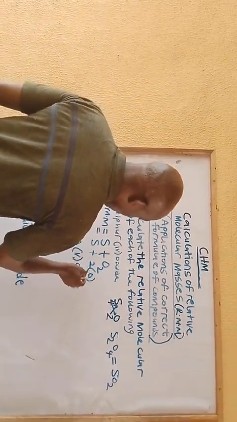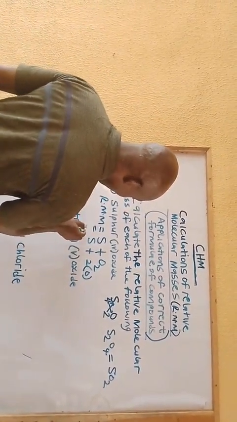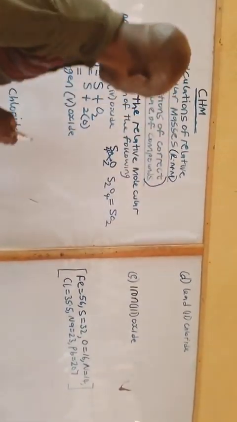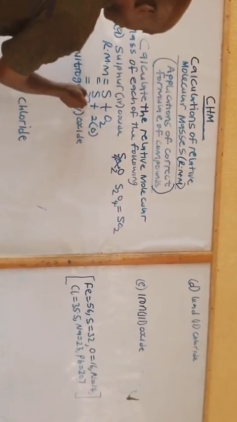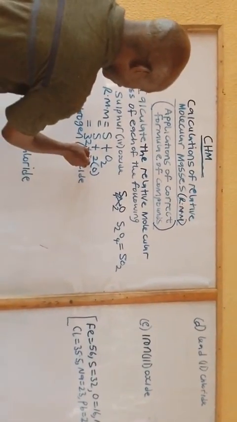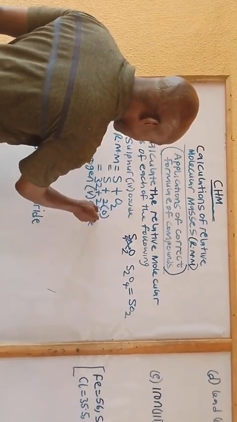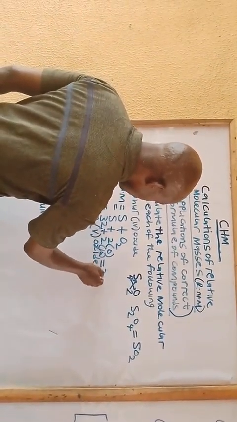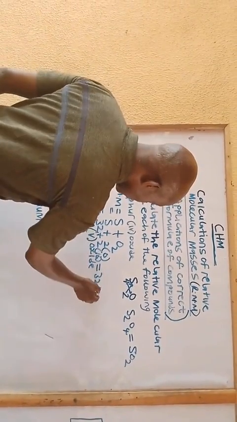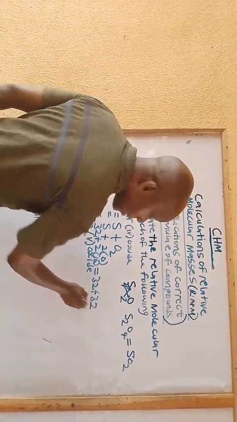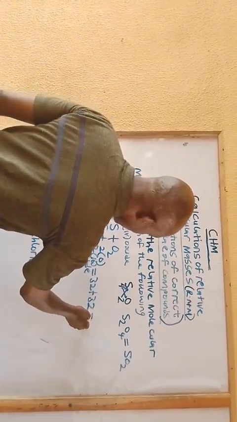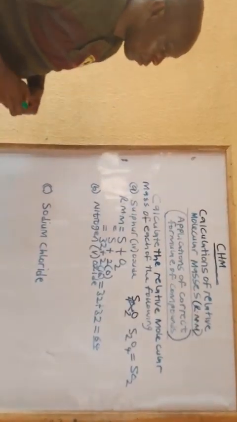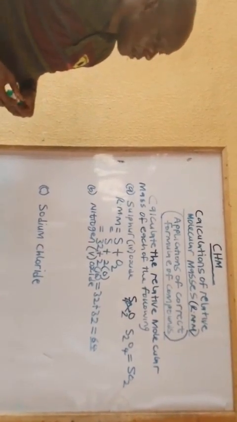Then we go ahead to apply the formula. Relative atomic mass of sulfur as given in our value is 32, plus 2 times relative atomic mass of oxygen, which is 16. Then that leads us to 32 plus 2 times 16, which is also 32 mathematically. Then that will give us 64. So relative molecular mass of sulfur 4 oxide is 64.